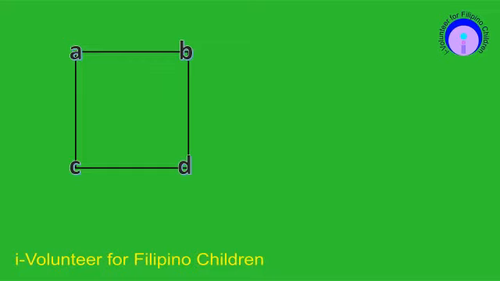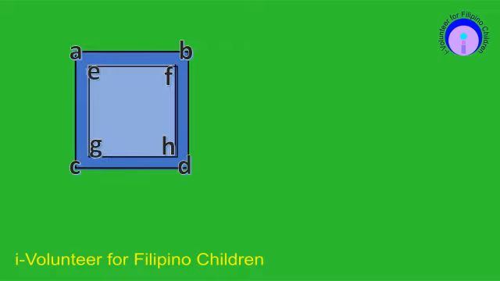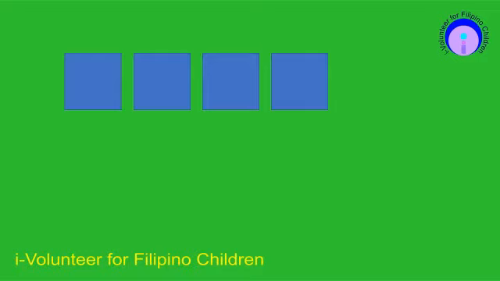We will call this A, B, C, D. How about here? How many squares can you see? Yes, there are 2 squares only. How about this, class? I will be forming a square out of the 4 squares.